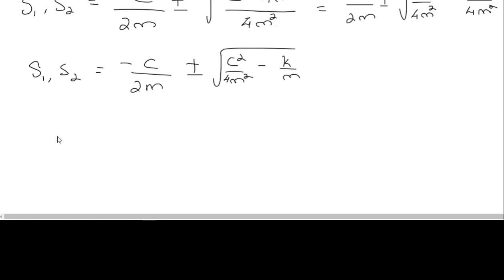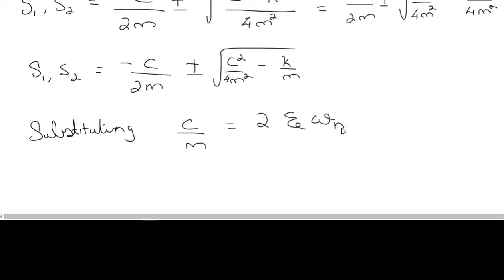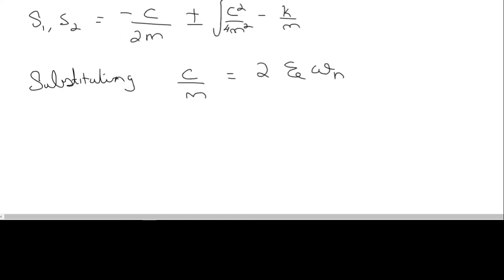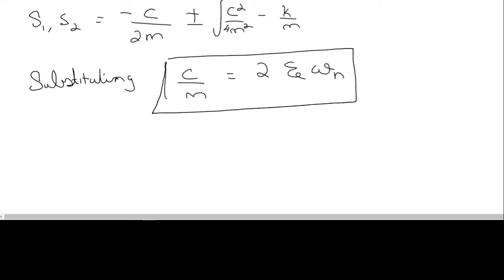So substituting an equation, that is c over m is equal to 2 epsilon omega n, where omega n is the natural frequency and epsilon is known as, this is an equation you can use for numericals. So this is an important equation. There is no derivation for this equation covered in your syllabus. So I am skipping the derivation of that equation.